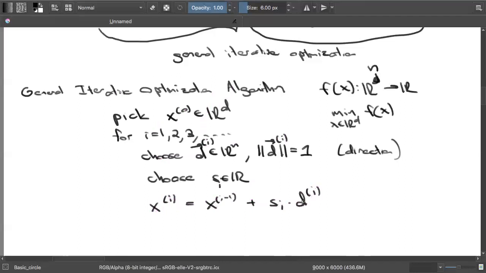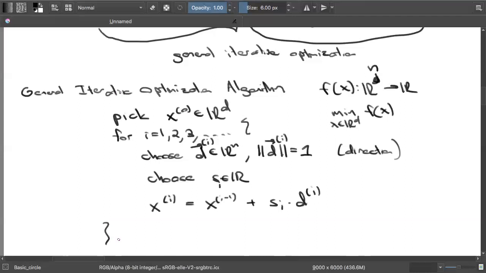So let me just, so that the notation doesn't bog you down. Right, so imagine i is equal to 1, then I pick a direction d1, I pick a step size s1, and what I'm saying is x1 is going to be equal to x0, which you just picked, plus the step in the d direction. Okay? And then I repeat it.